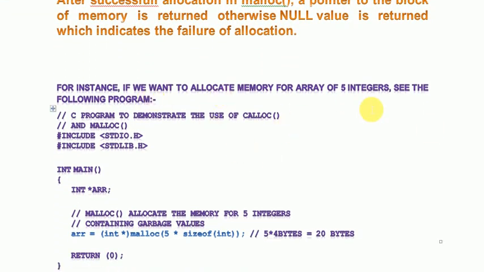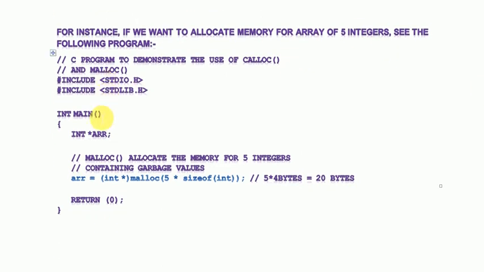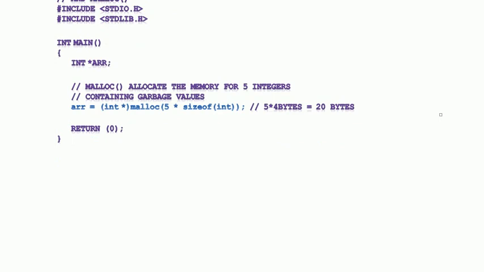This is the example given for allocating an array of 5 integers. Let us see here, it's a C program, header files here, int main, we have declared a pointer int star arr, and we are allocating memory for 5 integers here: arr equals int star malloc 5 into size of int, right? So this is how the memory is allocated, right?